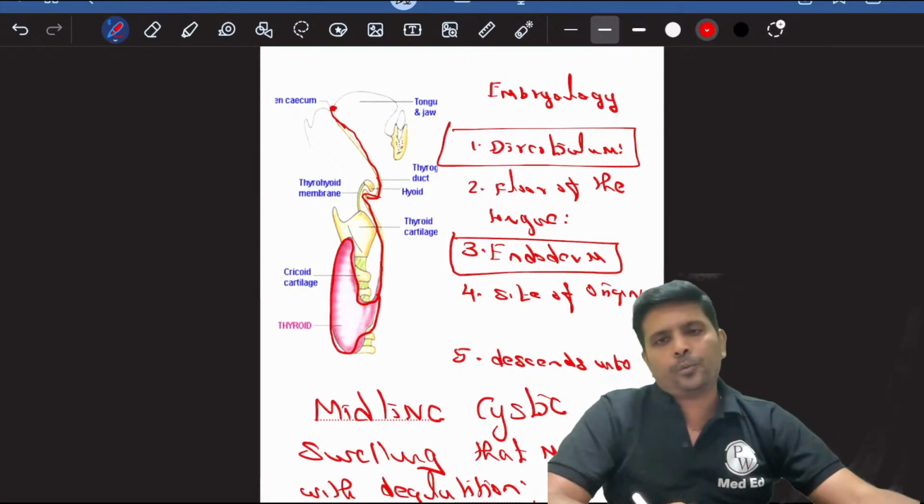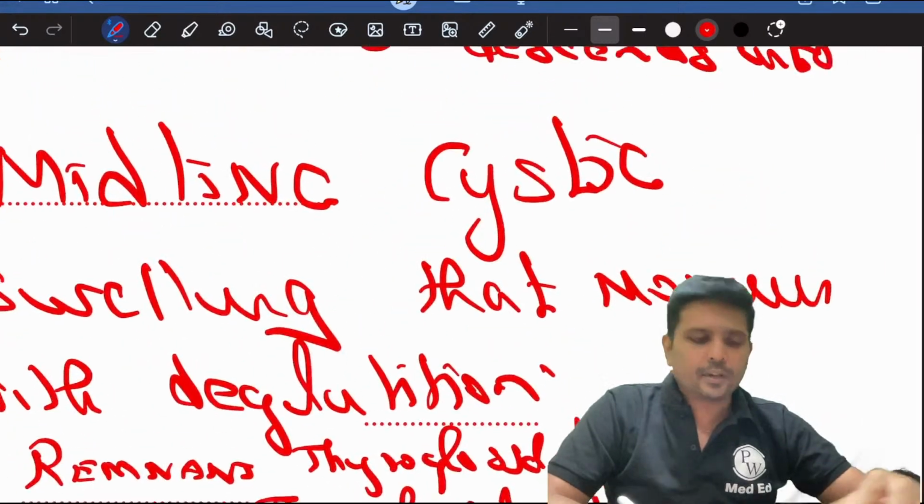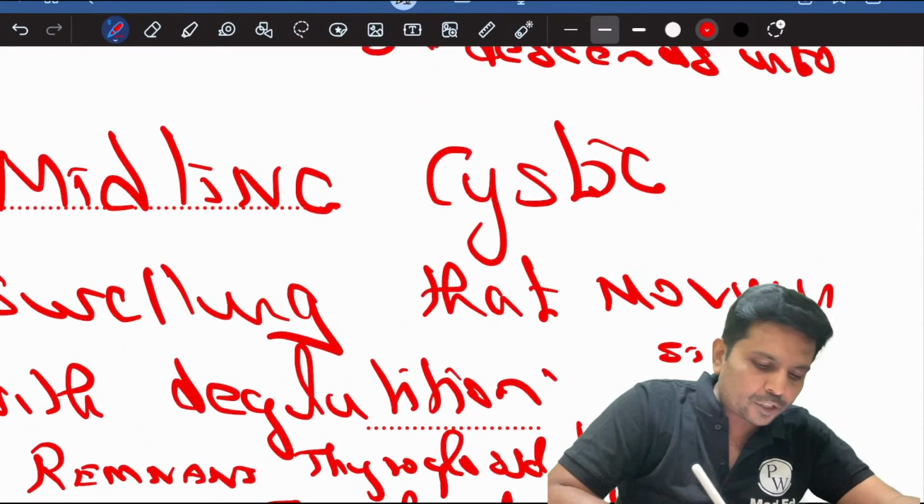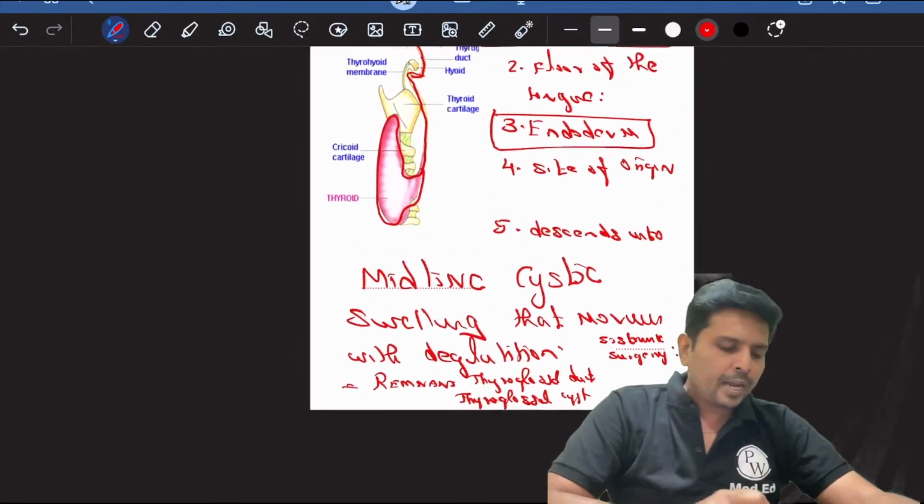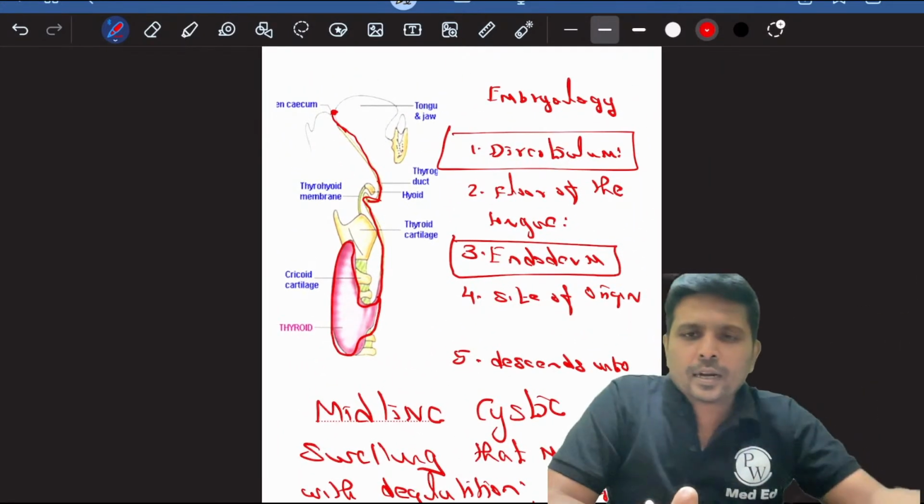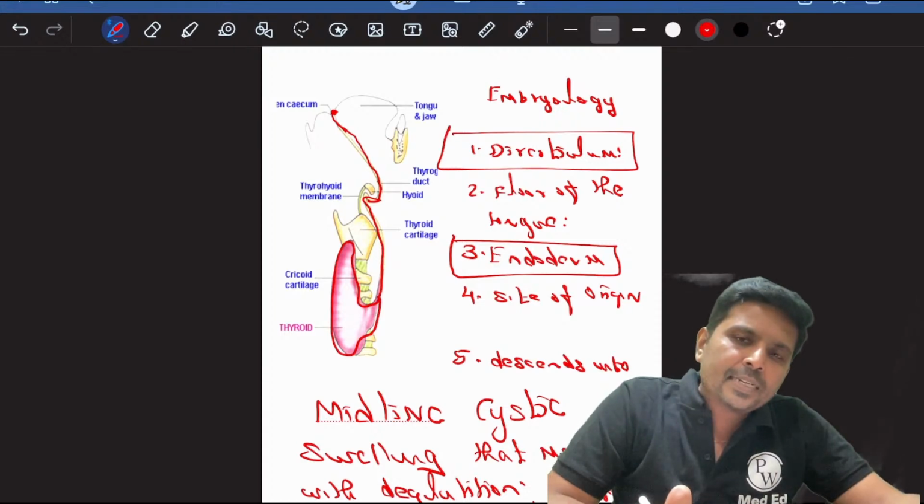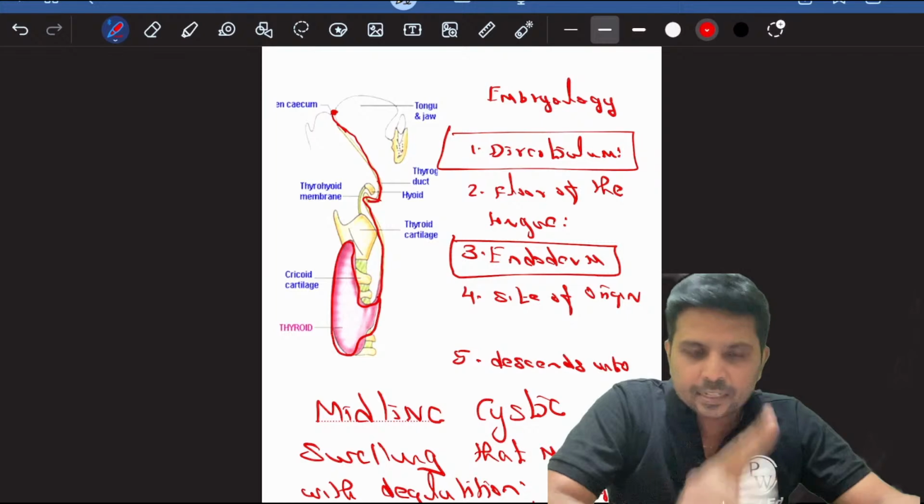And you all know, in surgery you will do some surgery. What is that surgery called? The Sistrunk operation, in which a part of the hyoid bone will also be removed. A part of the hyoid bone will also be removed. Right. So what are the other features that can be asked along with this? One question is midline cystic swelling.